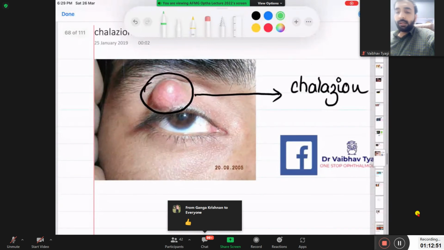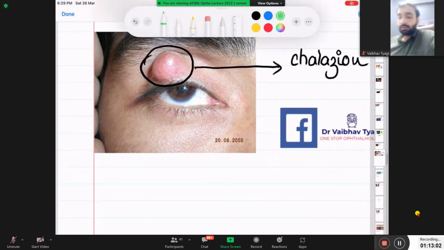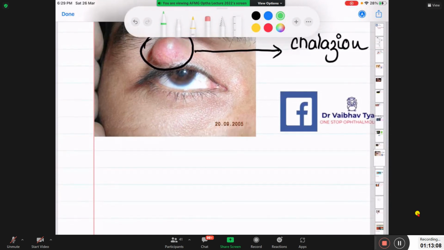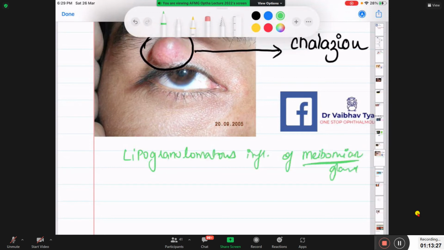Now this is another swelling. Can you appreciate this is away from your lid margin? This is called as chalazion. Write down definition. This is lipogranulomatous inflammation of which gland? Again, the name of the gland you have to remember, important one. Meibomian gland. Important. This is non-infective.